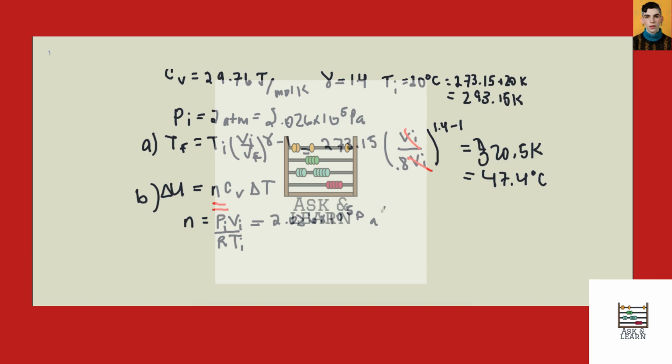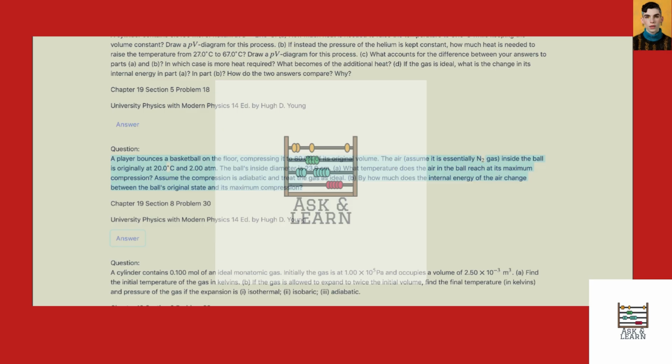Okay, so now we need the initial volume. The initial volume is the volume of a sphere, so it's 4/3 pi times the radius cubed. Oh, and I didn't record the radius up here, so I'm going to go ahead and do that, and then maybe draw a line to make it less sloppy. Okay, we know the diameter is equal to 23.9 centimeters.